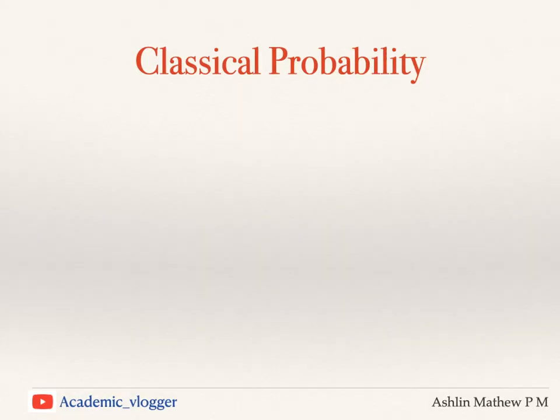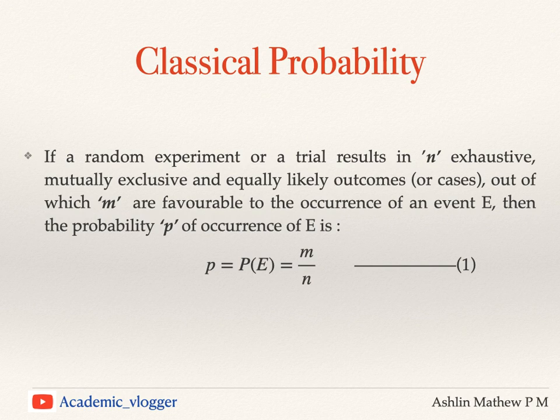The classical definition of probability is as follows. If a random experiment or a trial results in n exhaustive, mutually exclusive and equally likely outcomes, that means there are n possible outcomes, out of which m are favorable to the occurrence of an event E, then the probability P is equal to m by n, which is equal to the number of favorable cases divided by the total number of outcomes. Using this classical definition of probability, we are going to find solutions to some questions.